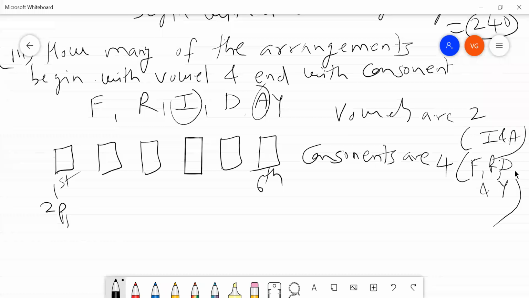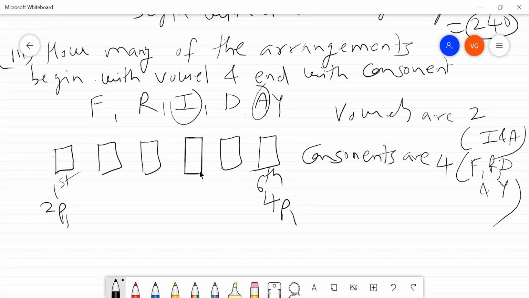Out of these 4, any one can occupy the 6th place, the last place. So that can be done out of 4. I'm selecting 1 and putting it here. So 4P1 different ways. So to fill the first place, I have got how many different ways? 2P1 different ways. To fill the last place, I have got 4P1 different ways.